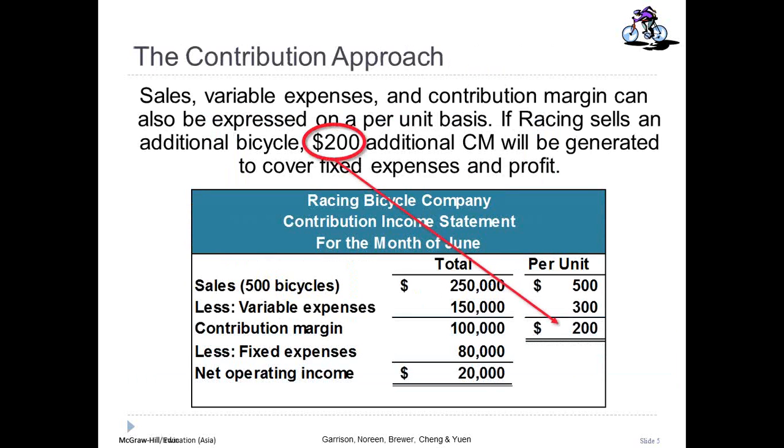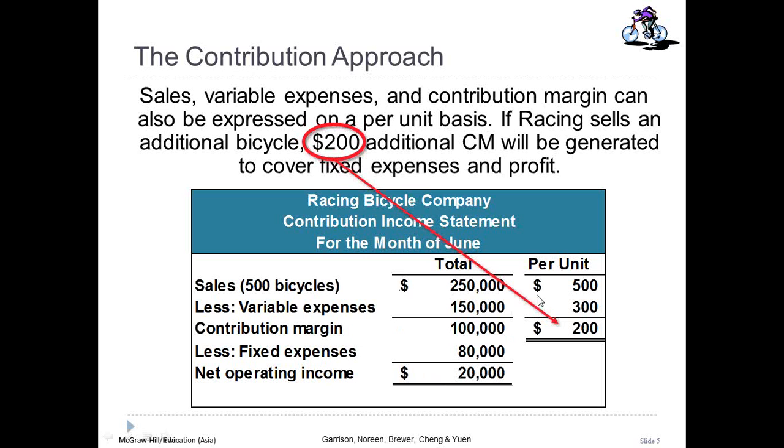Sales, variable expenses, and contribution margin can also be expressed on a per unit basis, not just total dollars, total yen, total currency or euros. This is a great help for management so that it focuses on, for each additional unit that this company, Racing Bicycle, sells, $200 more in contribution margin will help cover the fixed expense and provide a profit.